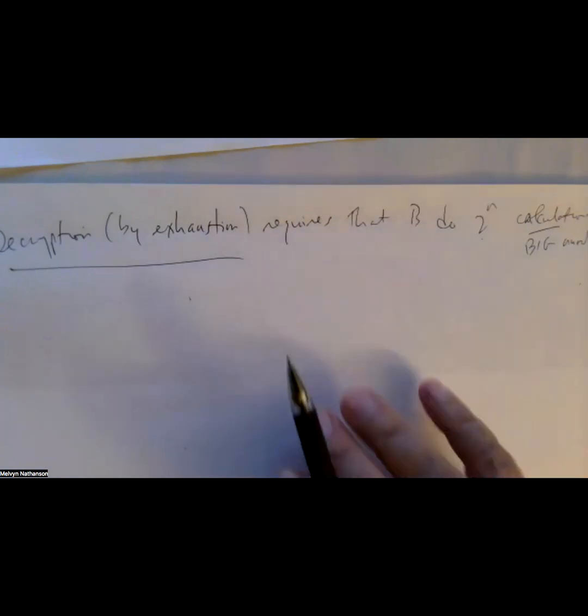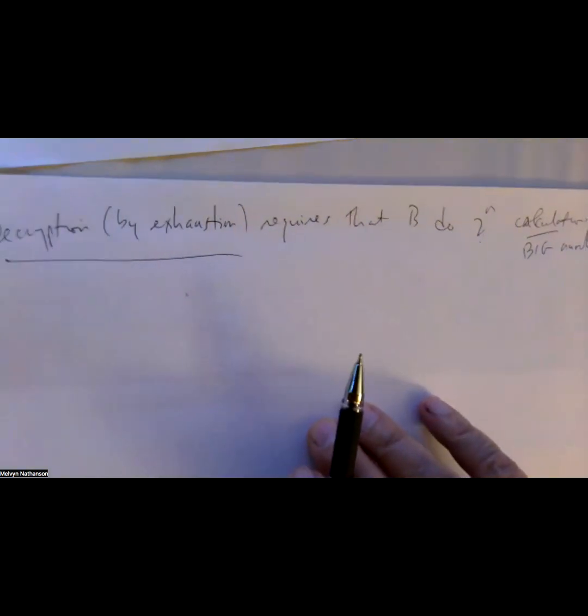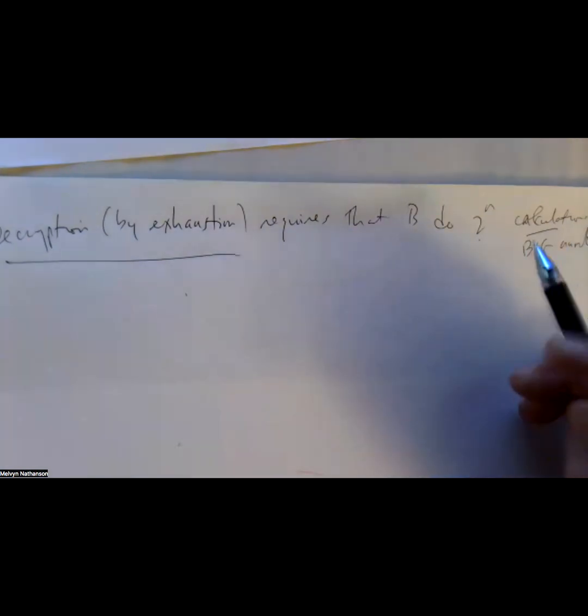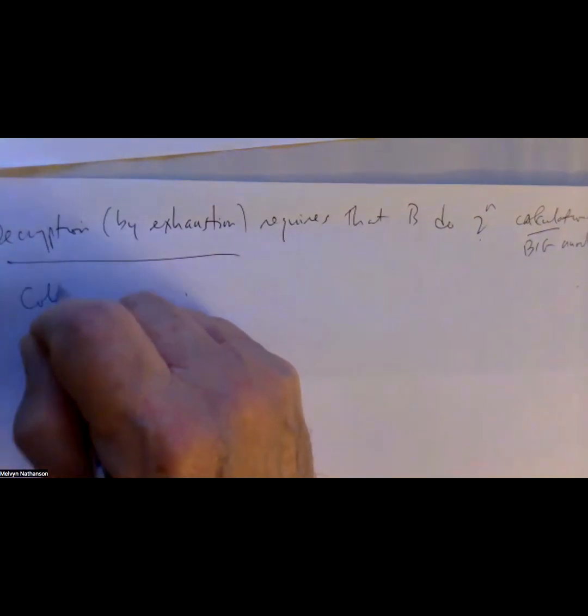But this is still how you decrypt the message. One way is by exhaustion. That is, you try all the 2 to the n possibilities until you win. Now, 2 to the n is a big number, and there's a way to make it much smaller, and that is by using what's called a collision algorithm.